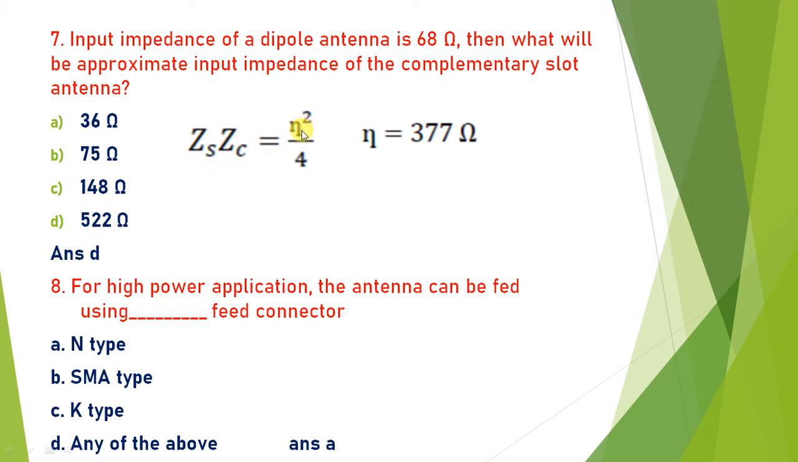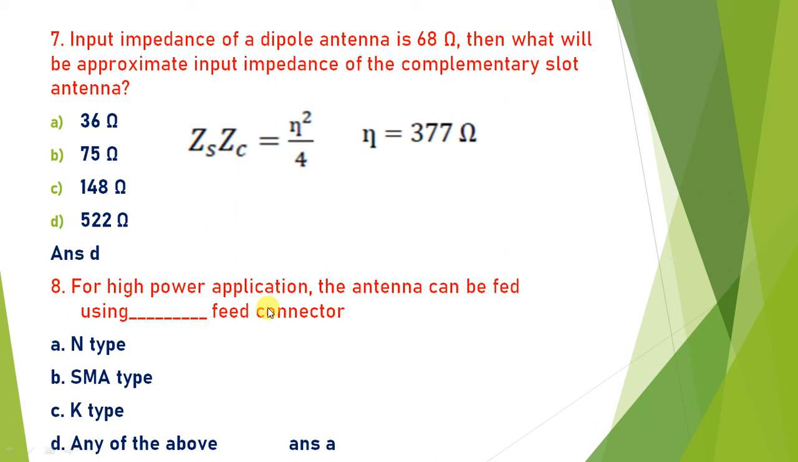Eta, what is eta? Eta is the intrinsic impedance, that is equal to square root of mu by epsilon. So now the eta value is generally fixed. It is equal to 120 pi ohm or 377 ohm. It is constant. Now the dipole antenna impedance is given to you as 68. So Zc is equal to 68. You have to find out Zs. So eta is given to you as 377. Put all these values, you will get 522 as the answer. So the answer is D.